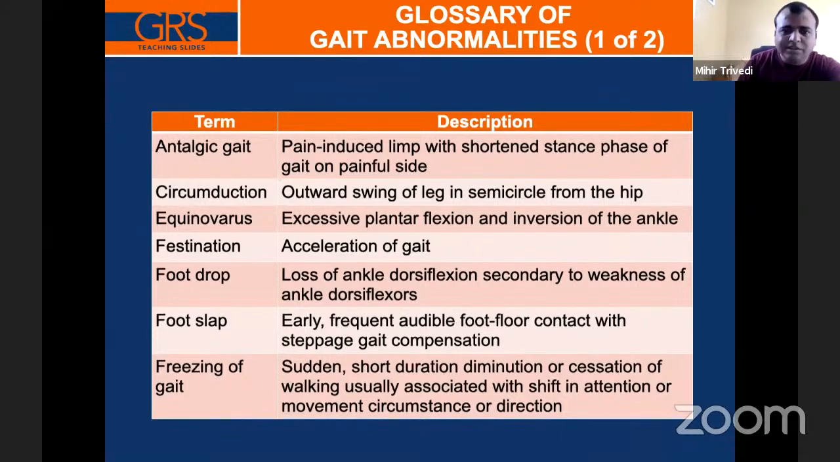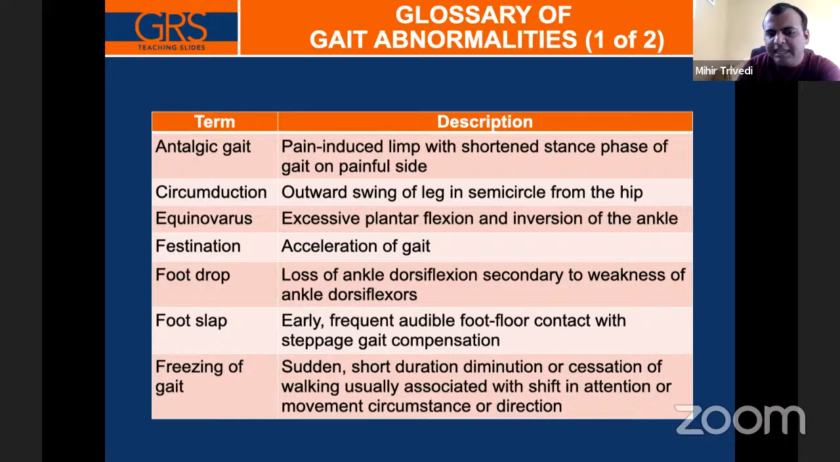Foot drop, loss of ankle dorsiflexion, secondary to weakness of ankle dorsiflexors. Actually, foot drop most commonly occurs because of nerve palsy. Foot slap, early frequent audible foot floor contact with steppage gait compensation. Most of the time, foot slap can be seen in hemiplegic patients with spasticity of the plantar flexor muscles, which doesn't allow the initial heel contact, as was seen earlier in the gait analysis.